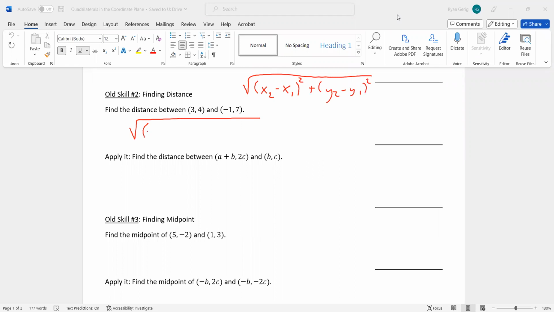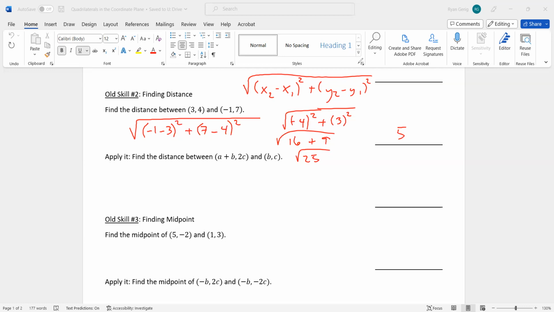X2 is -1 minus x1 is 3 squared plus y2 is 7 minus y1 is 4 squared. -1 minus 3 is -4 squared. 7 minus 4 is 3 squared. So that's 16 plus 9 square root of the whole thing. So square root of 25, which is exactly 5. So the distance between those 2 points is 5. Great. What happens when you don't have numbers?